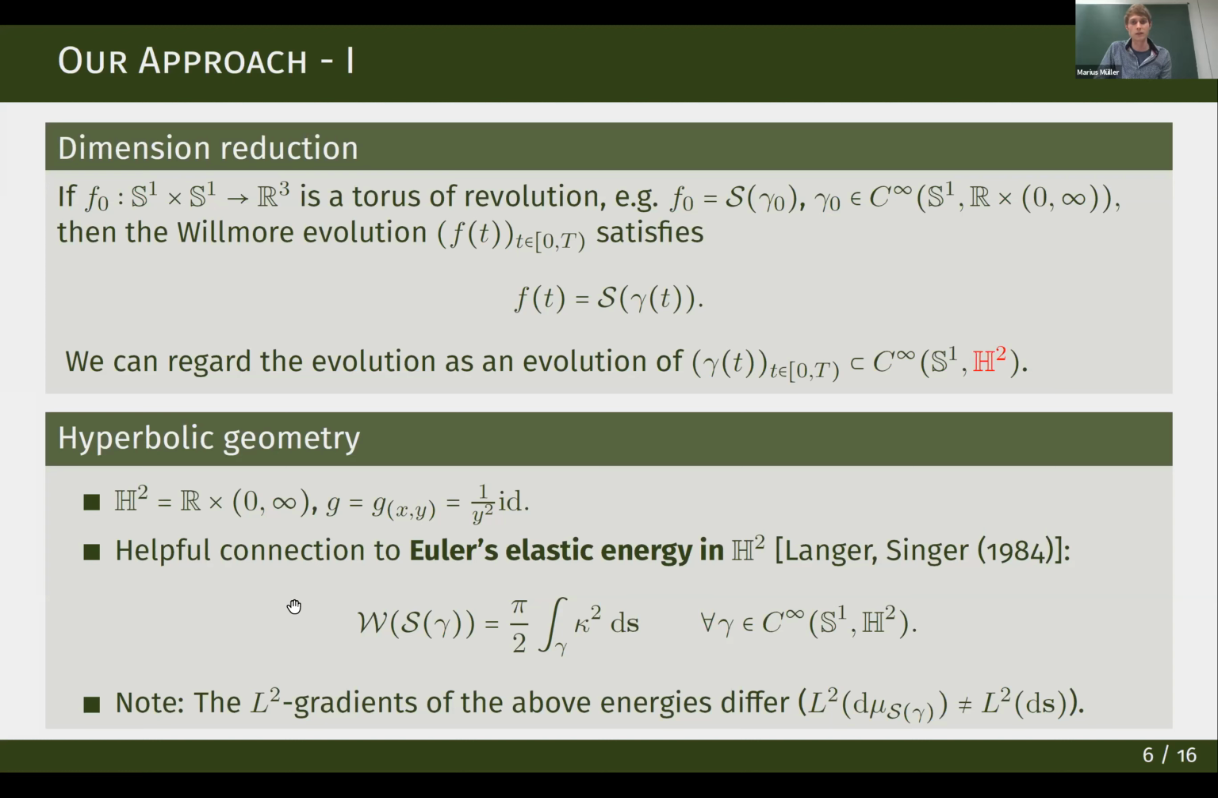I should mention at this point that the L2 gradients of this Willmore energy and of this integral kappa squared energy, which from now on I will call Euler's elastic energy, do not coincide, basically because the L2 spaces do not coincide. You take L2 always with respect to the surface measure, and it's not the same as the arc length measure of the curve. So even though those energies just differ by a factor, their L2 gradient flows will not.